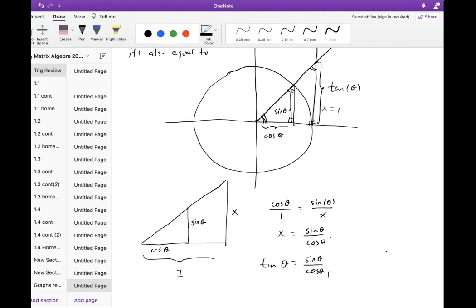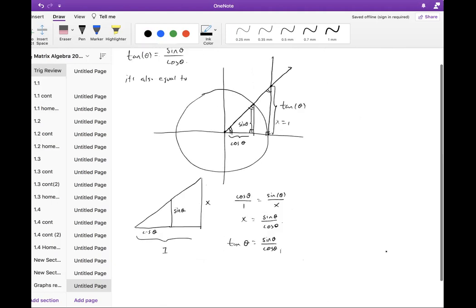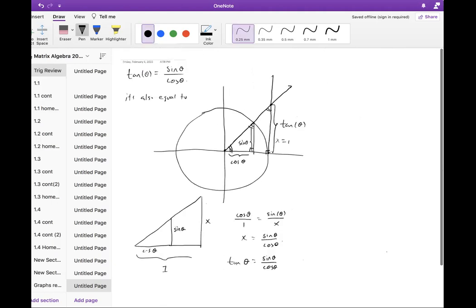So this is actually a nicer definition of tangent. The definition of tangent is not sine over cosine. It's just this length, which happens to be sine over cosine. We just showed it by similar triangles. Yes, 1 over sine is equal to cosecant. It's a little weird with the S and the C not matching up.